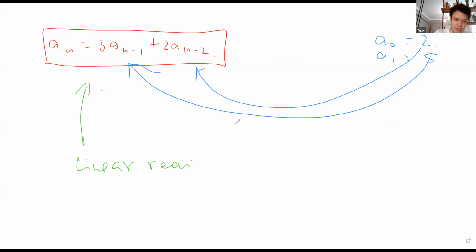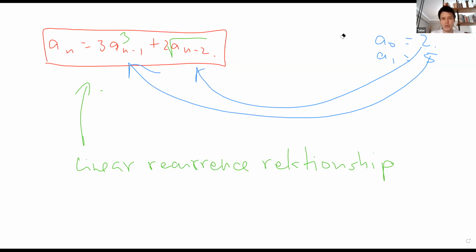recurrence relationship. Why is it a linear recurrence? Well, because it doesn't have any square or cube terms. For example, if I were to have a square root here, or a_n squared here, or a cube here, then this wouldn't be a linear recurrence anymore. But if all the powers are 1, so the next term is a linear combination of the previous terms, then it's called a linear recurrence.